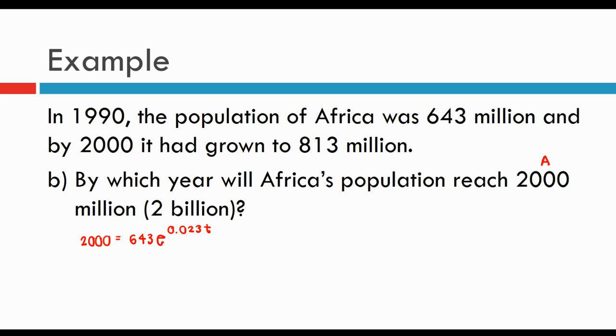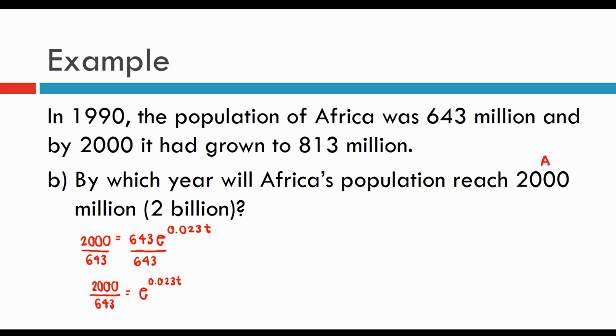Okay, so once again, to get us started, I have to isolate that base by itself. So I'm going to divide both sides by 643. I'm going to just keep that fraction as it is. So 2,000 divided by 643 is now going to equal e to this 0.023t power.